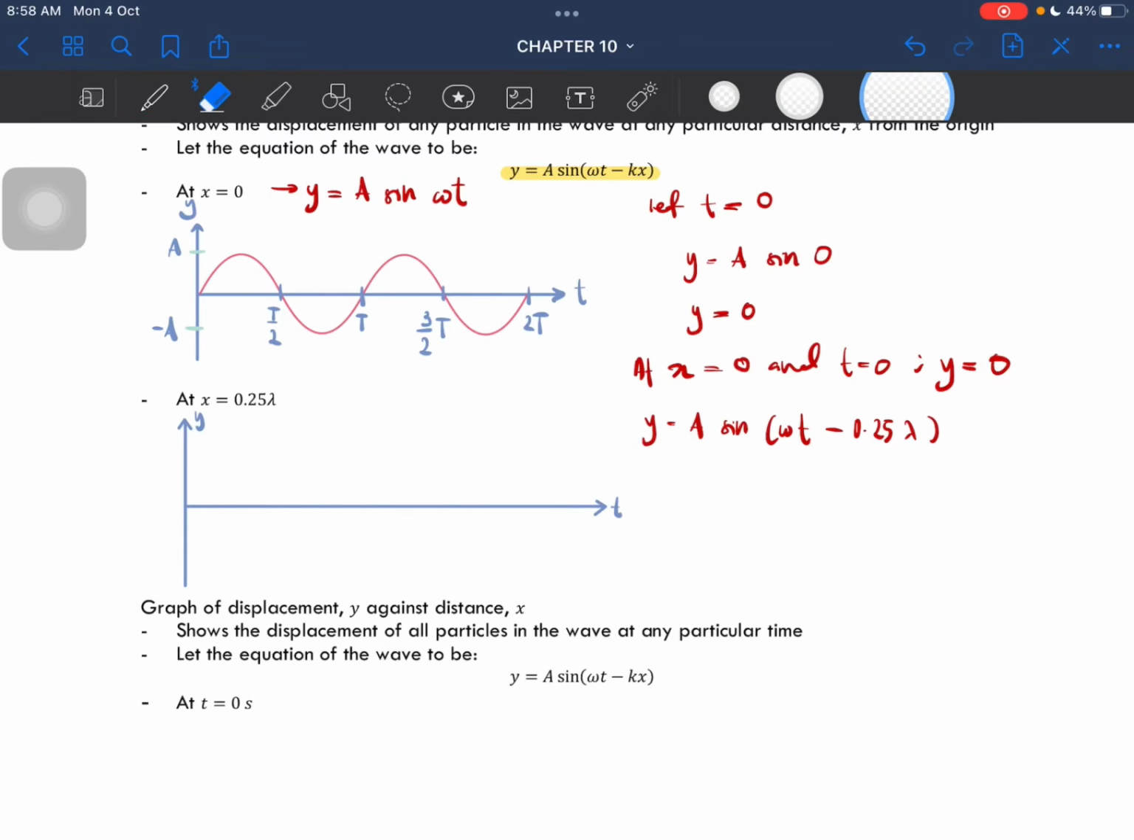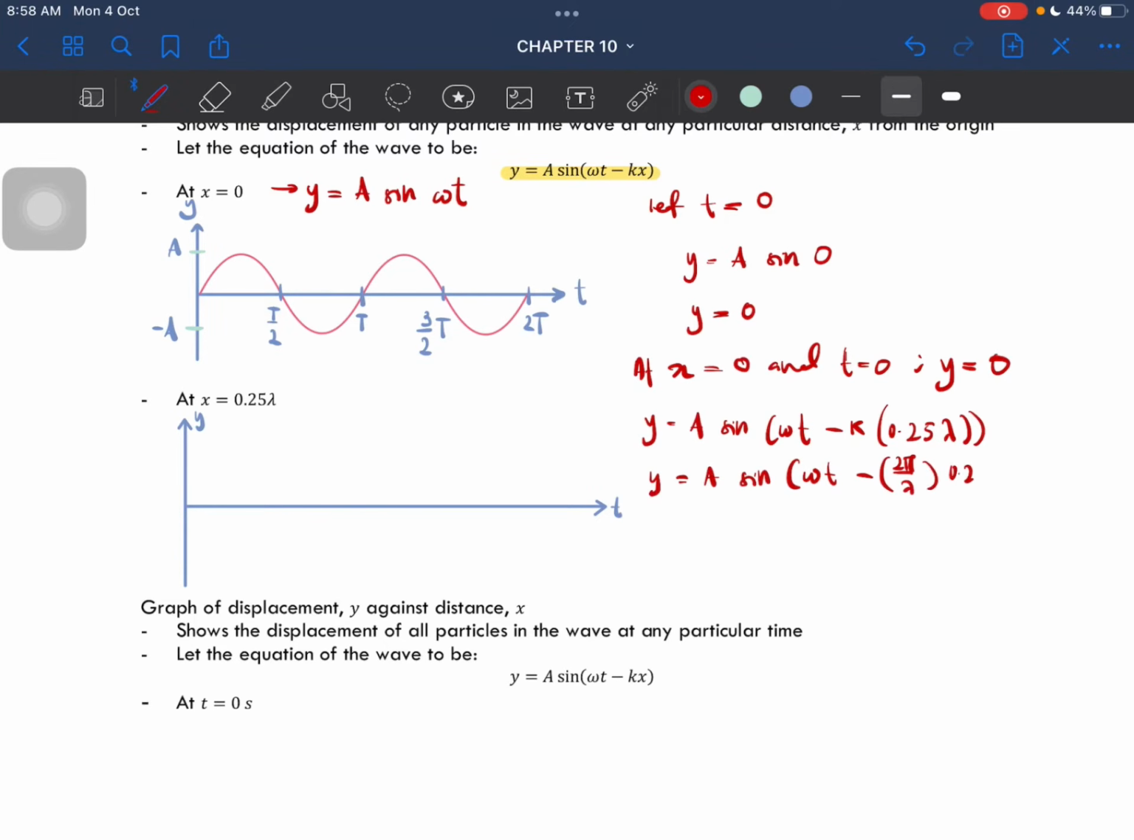Okay, I forgot, sorry. So this is k, and then we have to substitute 0.25 lambda. If we simplify this, we get 2 pi over lambda, which is the formula for wave number. We then get y equal to a sine omega t minus pi over 2.